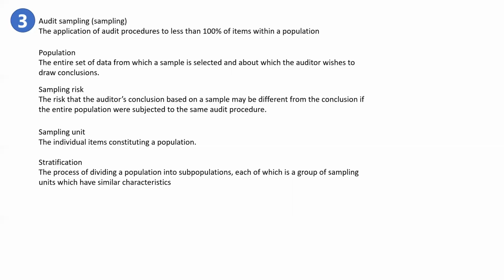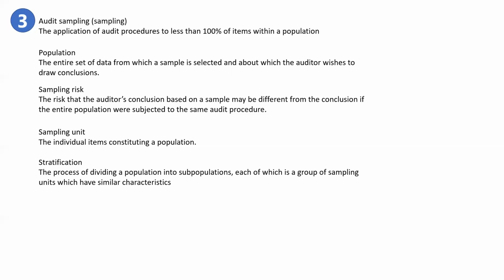So how do you divide a population into subpopulations? You divide it if you have a group of sampling units that have similar characteristics. So in a revenue example, following the example we've made above, a grouping of revenue into subpopulations would happen if you have revenue from the sale of goods and you also have revenue from the sale of services or from the rendering of services.